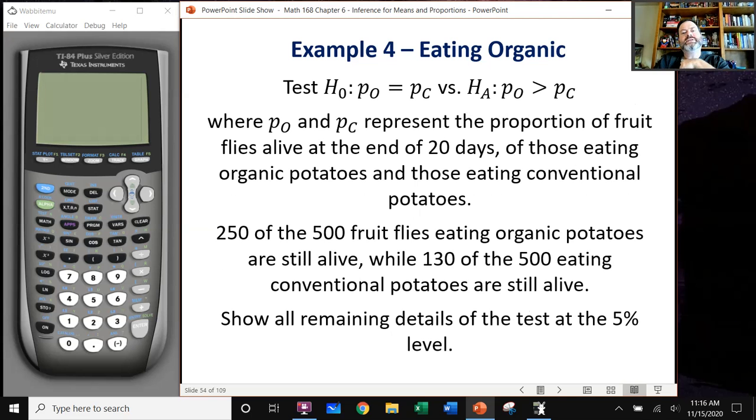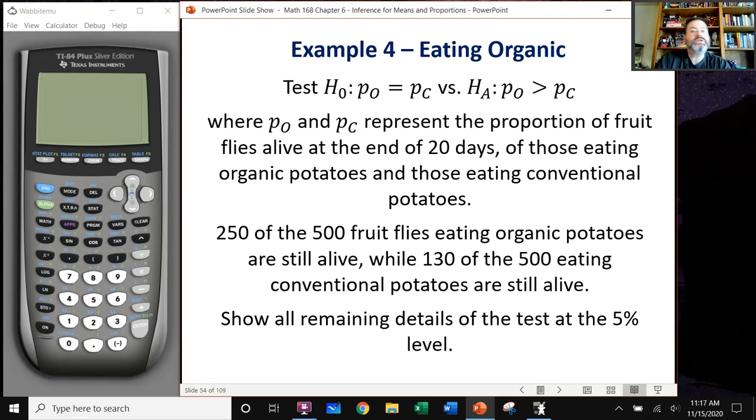So we want to test PO equals PC versus PO greater than PC, where PO and PC represent the proportion of fruit flies alive at the end of 20 days of those eating organic potatoes and those eating conventional potatoes. And so it turns out that the sample data, 250 of the 500 fruit flies eating organic potatoes are still alive at the end of 20 days, while 130 of the 500 eating conventional potatoes are still alive. Show all remaining details of the test at the 5% level.